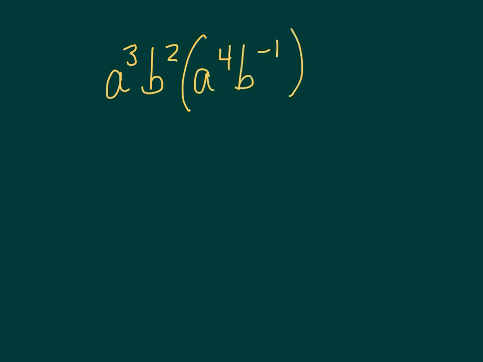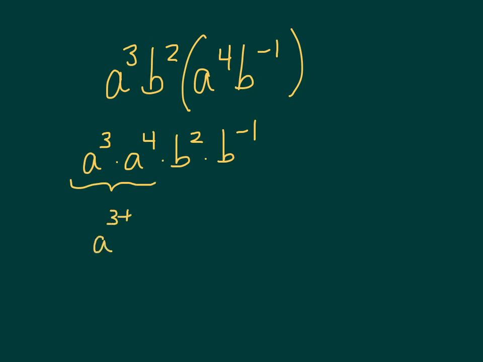If you have a^3 b^2 times a^4 b^-1, same thing. This is all being multiplied together, so I can reorder it because order doesn't matter when you multiply. So I can rewrite this as a^3 times a^4 times b^2 times b^-1. Now, these two powers have the same base, so I'm going to keep my base, add my exponents. Same with these two.